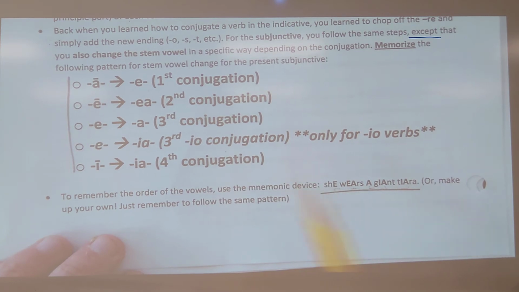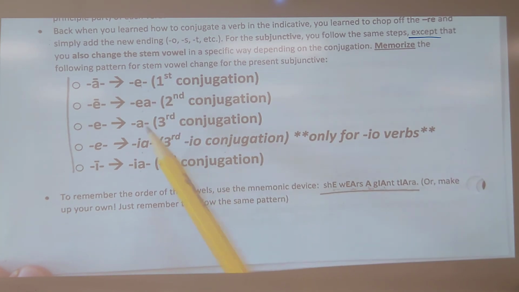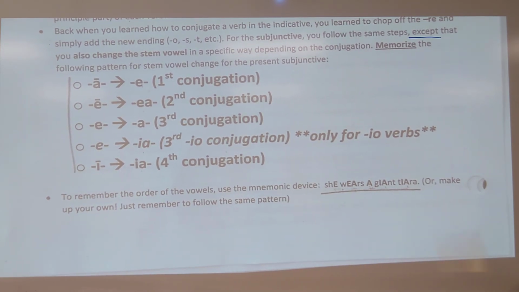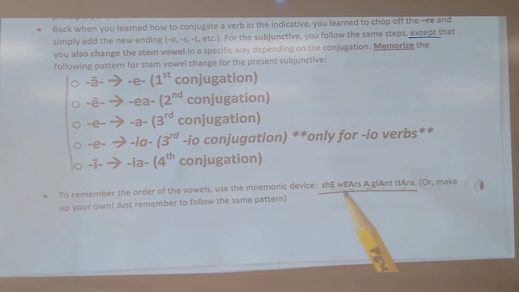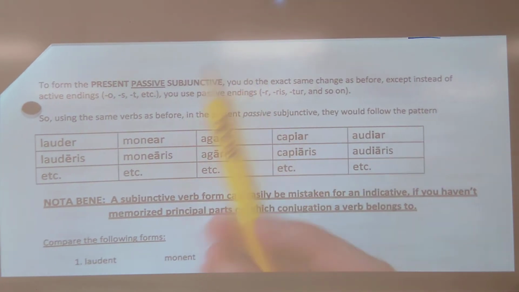Right? What the heck does that mean? Well, look here. She wears a giant tiara. All right? That'll help you memorize them, not just what they are, but in order, right? Because first, second, third IO, fourth. Okay? Feel free to make your own. I mean, you don't have to use this one. This is just the one that your book likes. But just make sure if you make up your own, A, you'll remember it, and B, it keeps the pattern the same.